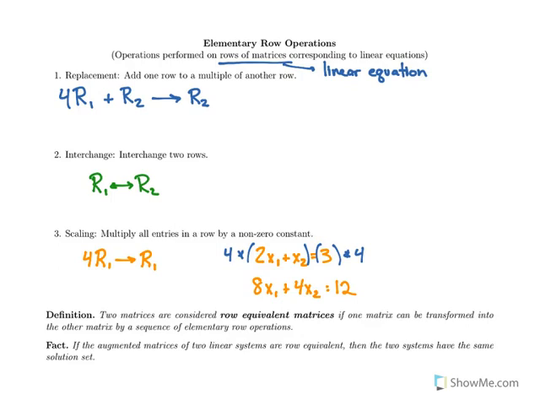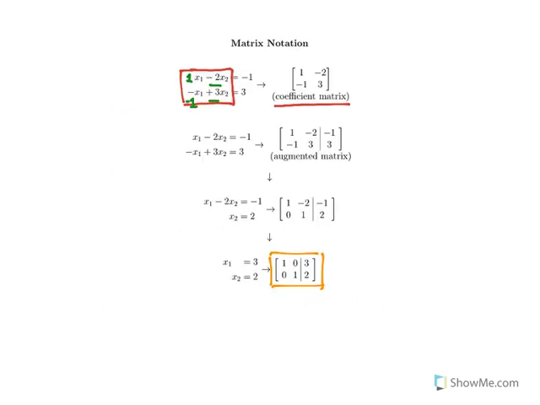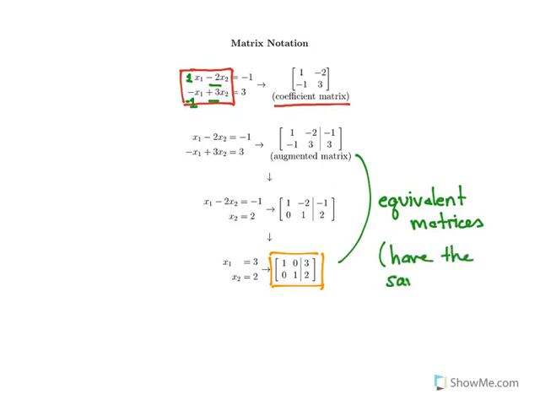All right, a definition here. We say two matrices are considered row equivalent matrices if one matrix can be transformed into the other matrix by a sequence of elementary row operations. This is going back to the previous idea that I can take one matrix and do some row operations and get a simpler matrix out, and these two matrices are equivalent matrices. They have the same solution set, I should say.